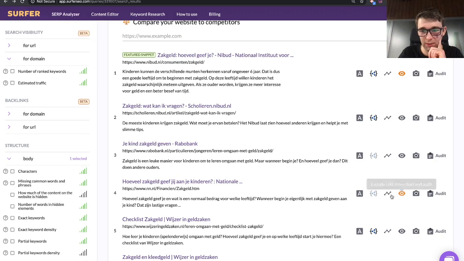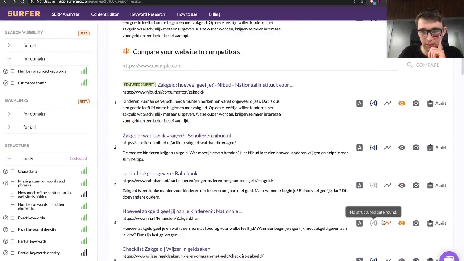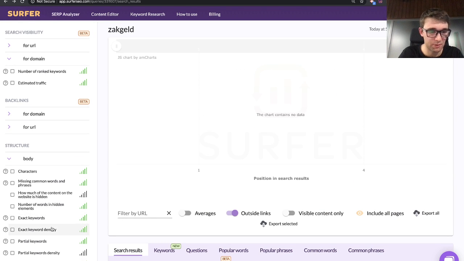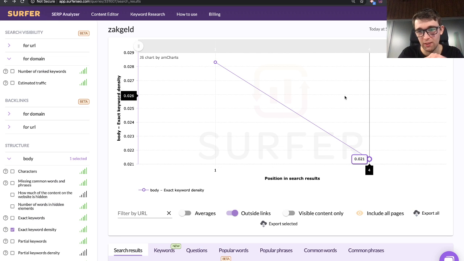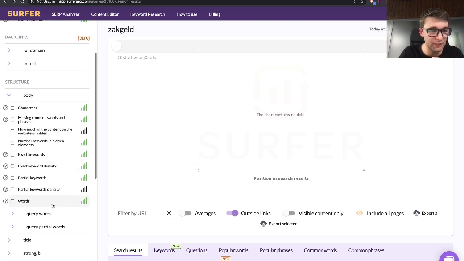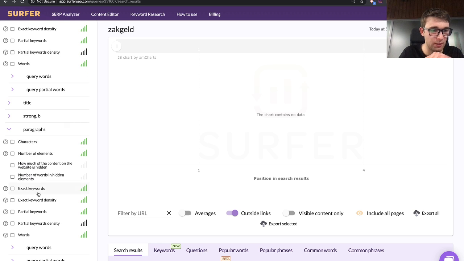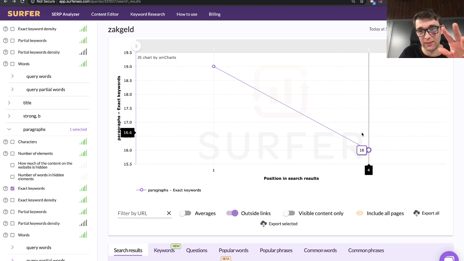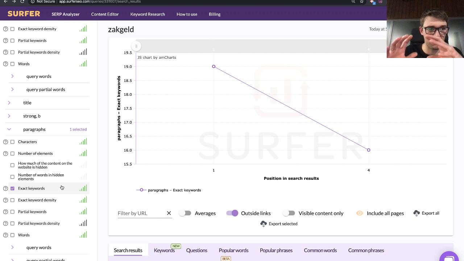Since I know only the exact keyword, let's move to the charts and compare specific sections. So I will turn on this one, highlight it on the chart, or maybe not, it's not important. Okay, this is us, this is page number 1. Let's compare the exact keyword density. They have higher density, right? So we have to match their level. Let's take a look where they use those exact keywords. Do they use them in paragraphs? Yes, they use it 19 times in paragraphs, while you are using it 16 times. It's slightly lower. It's just a fine tuning, since you are ranking already number 4. So just a fine tuning to slightly increase the Zach Geld in the paragraph section.